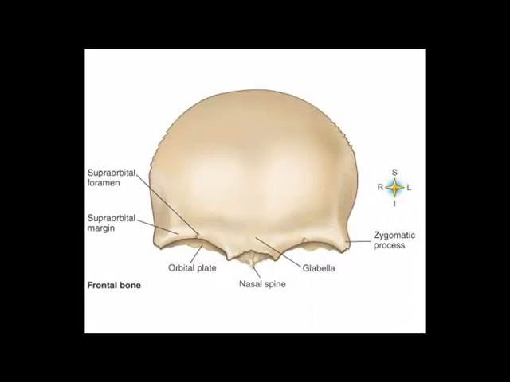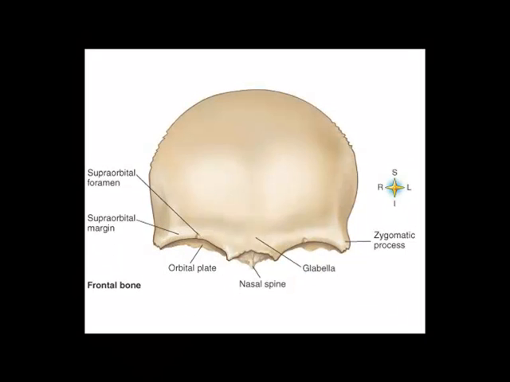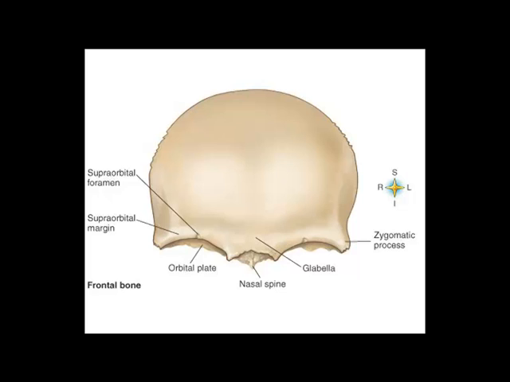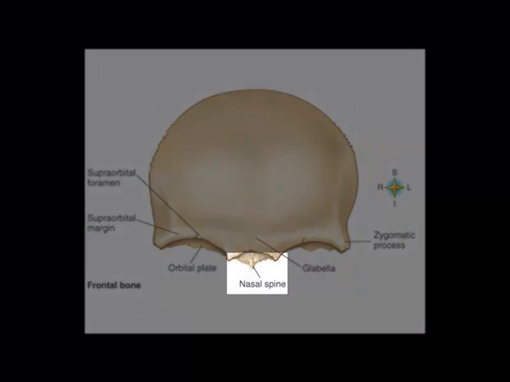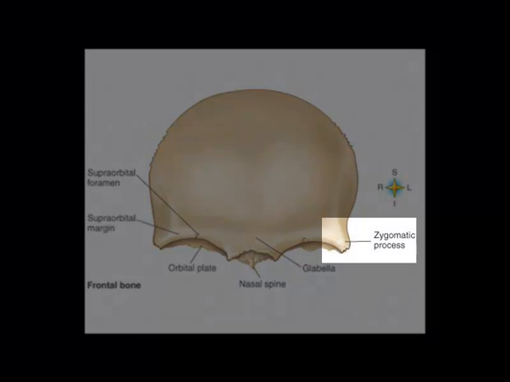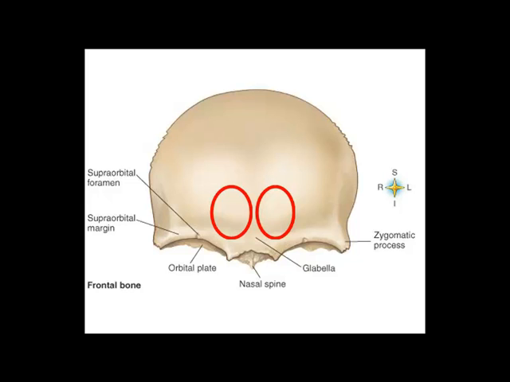Just inferior to the supraorbital ridges there is a piece of bone termed the orbital plate. In the midline between the supraorbital margins there's a slight raised prominence called the glabella. Below the glabella is a prominent, pointed nasal spine. On the lateral aspects of the supraorbital margins, the zygomatic processes are the portions that articulate with the zygoma facial bones. The frontal bone also features the paranasal sinus, which varies greatly in size and shape, but is usually located on both sides of the midline of the glabella.